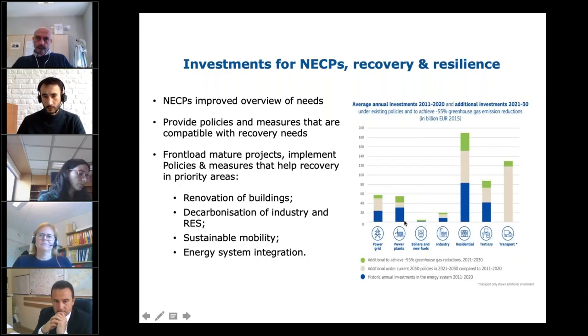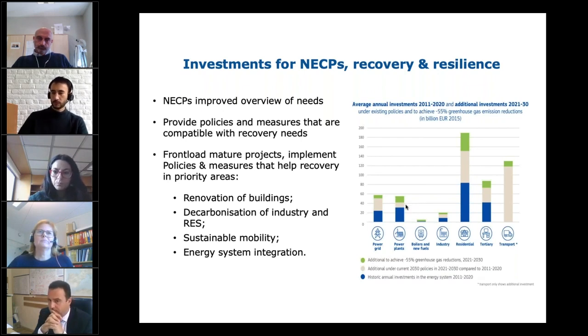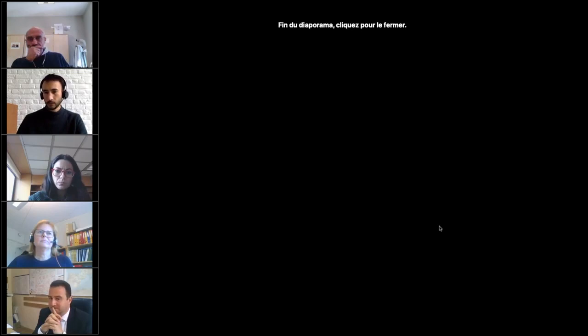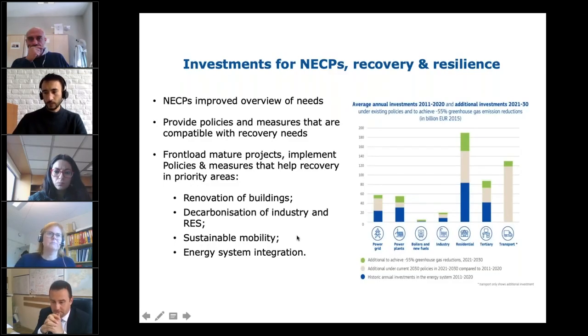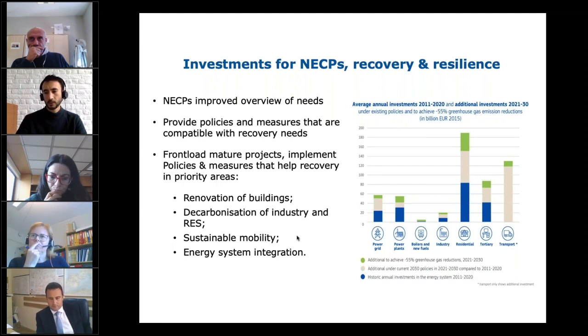You can see here the blue is basically the baseline, the blue bar. The light pink is the current 2030 objective, and the green is if we go to minus 55%. The difference between the two: the pink bar is plus 260 billion euros per year, and the green bar would increase to around 350 billion euros per year compared to the baseline.